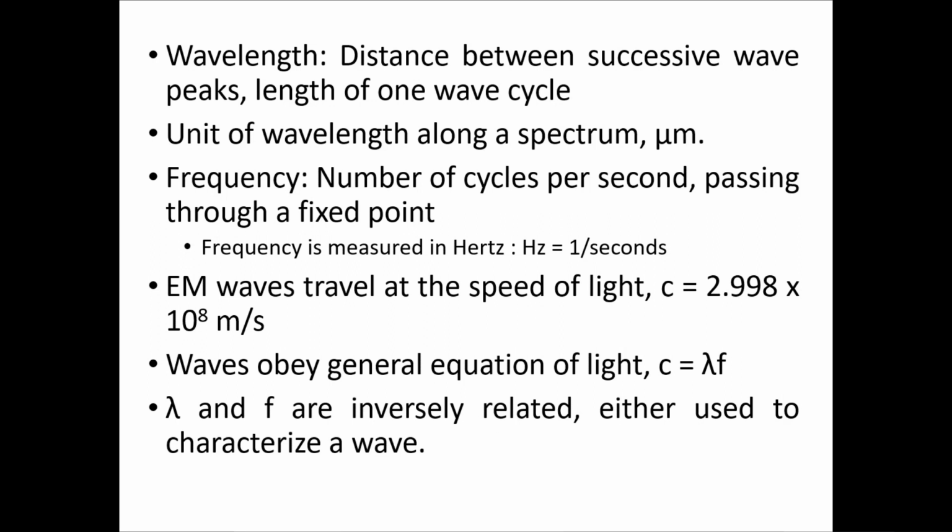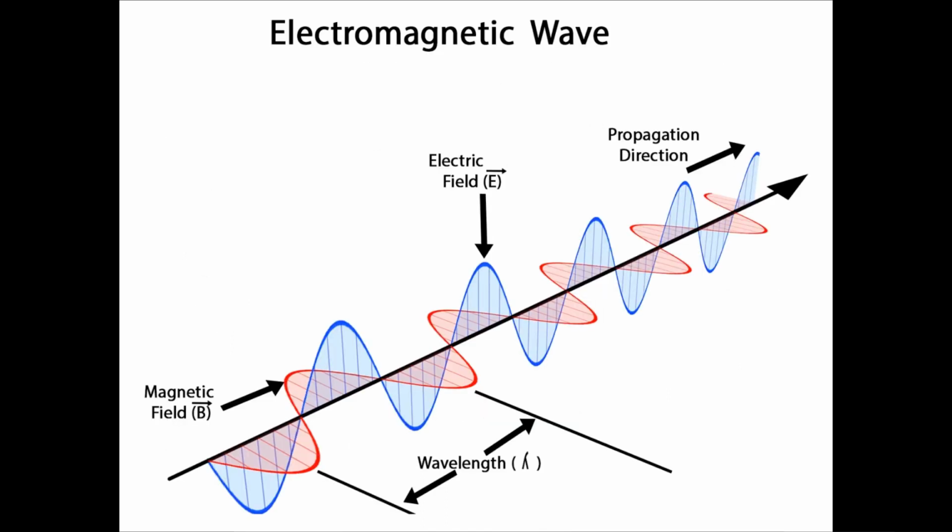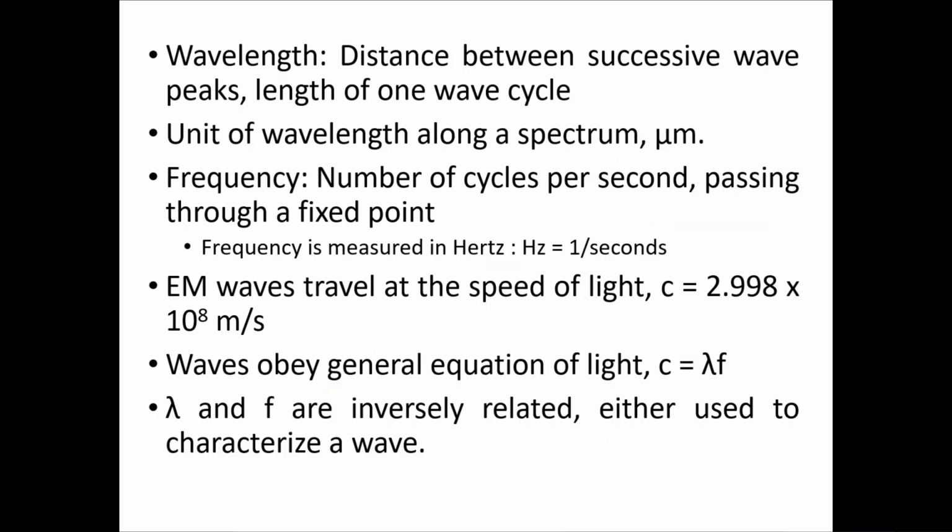These two characteristics are intertwined for electromagnetic spectra, and these two are used to define the electromagnetic spectra, right? As I mentioned, these two components of electromagnetic waves travel simultaneously in the propagation direction, perpendicular to each other, as you can see here. They travel at the speed of light, that's 2.998 × 10^8 meters per second. They obey the general equation of light, which is c = λf. Here you can see c = λf, so λ = c/f.